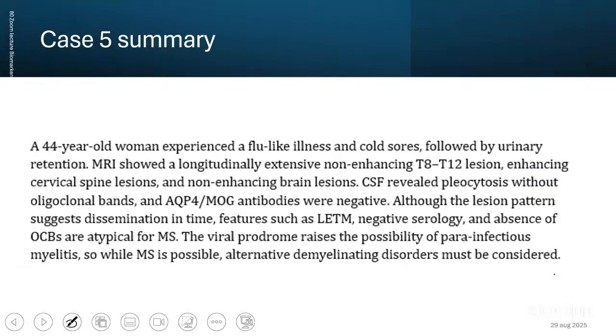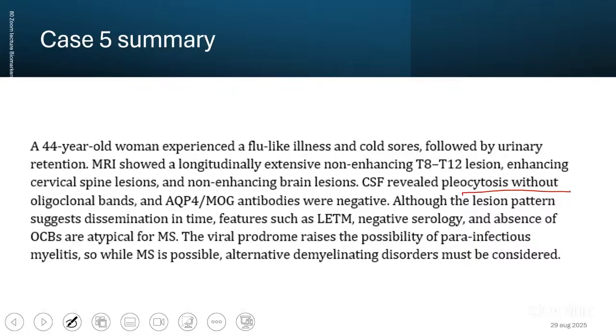It's a flu-like illness, cold sores, followed by urinary retention, a longitudinally extensive non-enhancing T8 to T12 lesion, enhancing cervical spine lesions, and non-enhancing brain lesions. CSF revealed pleocytosis without oligoclonal bands; aquaporin 4 antibodies and MOG are negative, although the lesion pattern suggests dissemination in time. Features such as LETM, negative serology, and absence of OCB are atypical for MS.